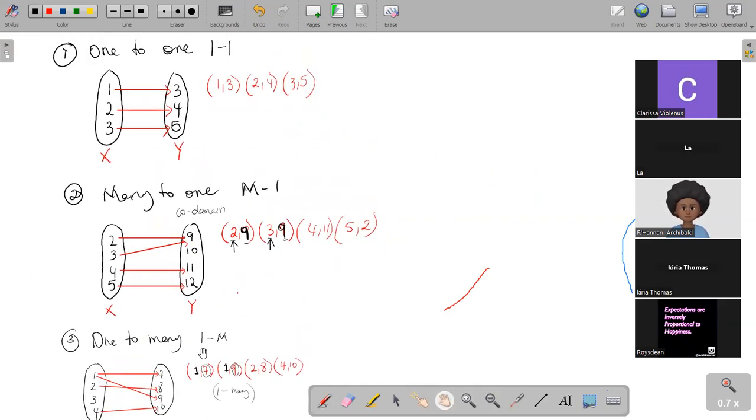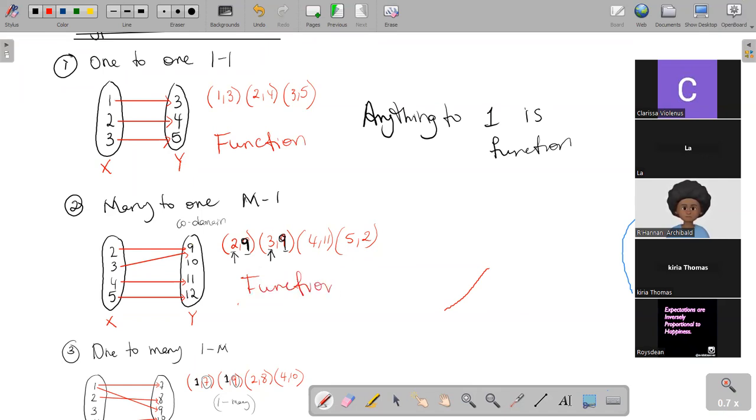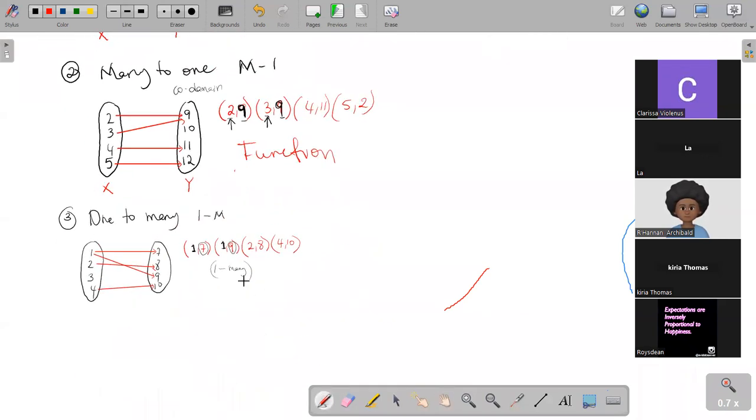So the first, second, and third, which one? Obviously, the first one is a function. Anything to 1 is a function. So let me just write that quickly. Anything to 1 is a function. So that means if anything to 1 is a function, which ones are the functions? Number 1 is a function. A 1 to 1 is a function. And number 2 is a function. And that means number 3 is what? Not a function. So this is not a function.